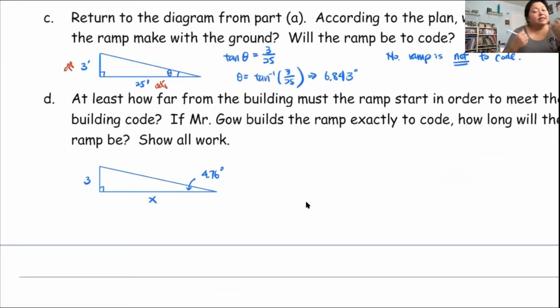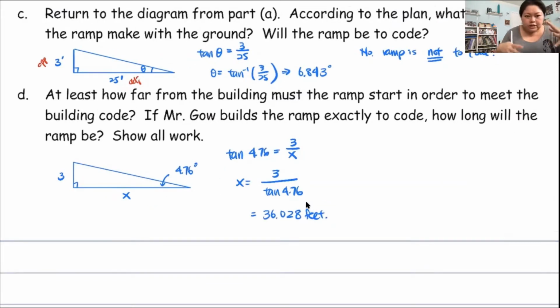Okay. Now, based on this picture, I still have a tangent ratio because I still have the opposite and adjacent. But this time, a little bit different. I have the angle, I have a missing side. So we're going back to what we're comfortable with. I'm going to say tangent of this angle of 4.76 is equal to opposite over adjacent. And if you recall, if our variable is on the bottom, we've got to swap the denominator with the left side. So it's going to be x equals 3 over tangent of 4.76. All right, 3 divided by tangent of 4.76, and that'll give me 36.028.